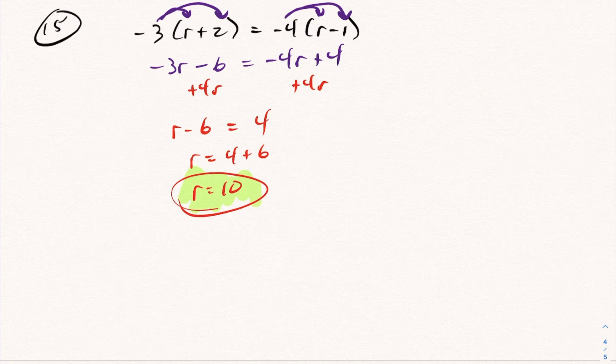And notice here, I had a minus 6. I had to add 6 to both sides. Let me put that in for you guys. I had to add 6 to both sides to cancel these off, and you get r equals 10.